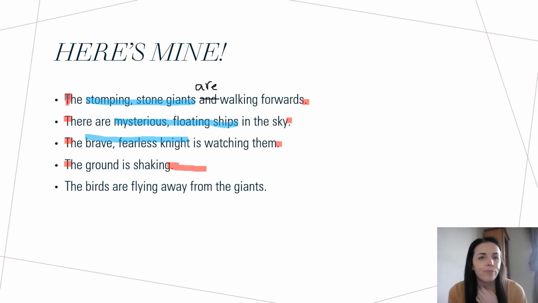Okay, last one. The birds are flying away from the giants. Yeah, that came from our Teams meeting yesterday. One of our children, one of you, noticed that the birds had been flying away from the giants, and I thought that was a really good observation. So all I needed to remember with this one was my capital letter, my full stop at the end, and it made sense. The birds are flying away from the giants. Okay, so 5 sentences, please.